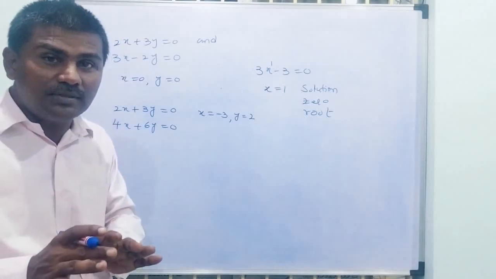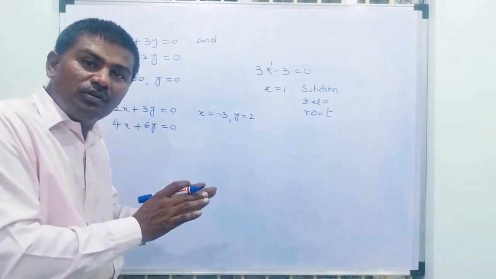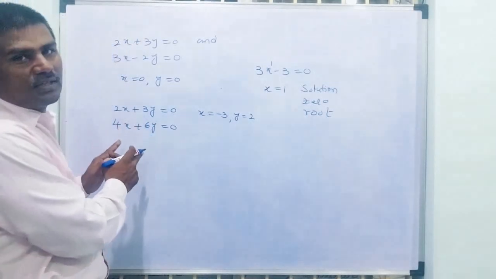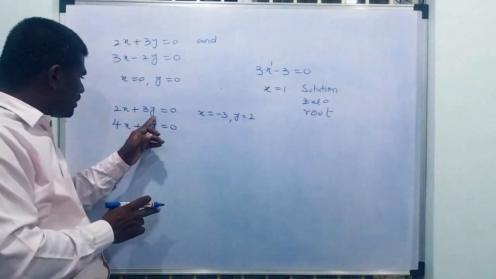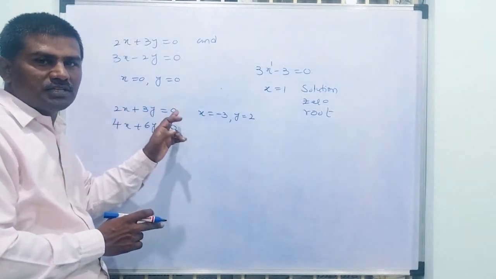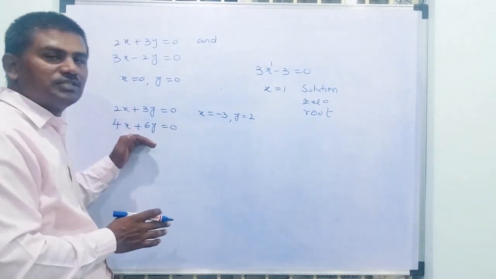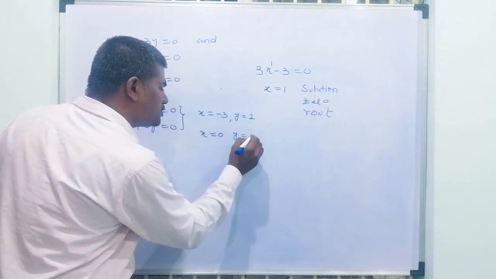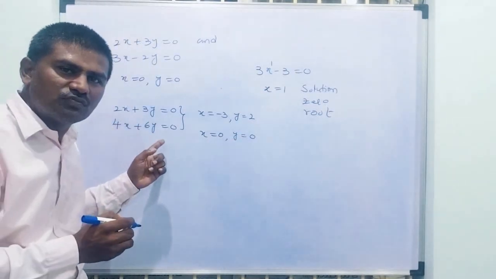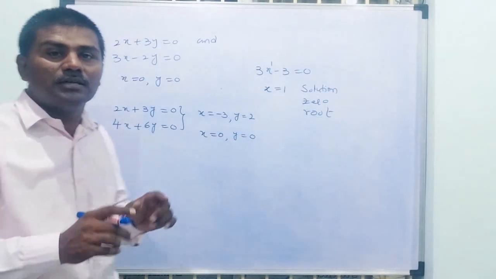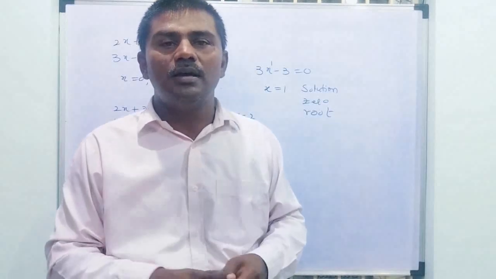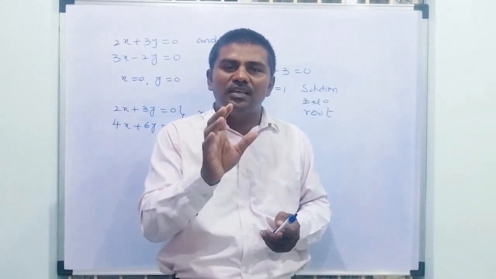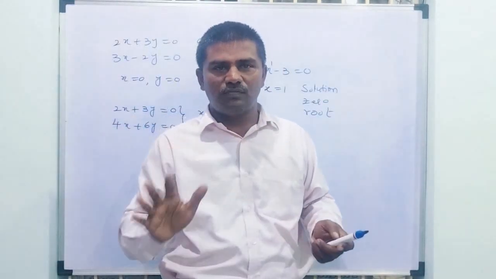And you can observe that x equal to 0 and y equal to 0 is also the solution for this system. If you put x equal to 0 and y equal to 0, this equation is satisfied. Of course, this one also. x equal to 0, y equal to 0 is also the solution for this equation. So that 0 solution is always called the trivial solution of the given system of homogeneous equations.